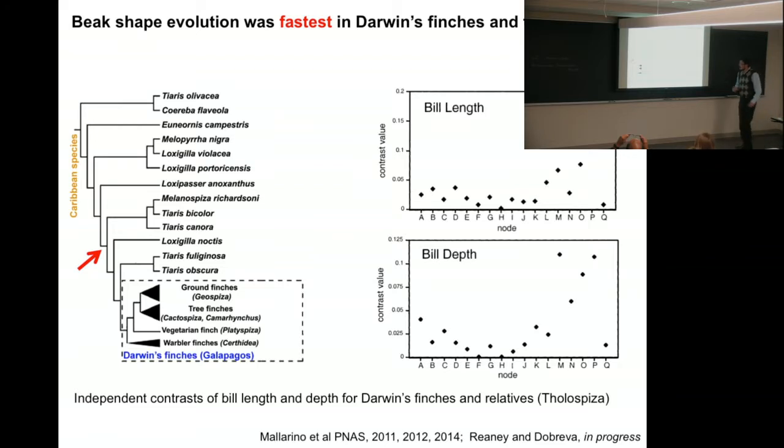If you look at the phylogeny of Darwin's finches, as I mentioned, they have relatives elsewhere. Many of the species live in the Caribbean, and in fact, beak morphology begins to change back in the Caribbean. So if you time where the changes are occurring in different parameters of the bill, they're actually occurring in Darwin's finches and their close and diverse relatives in the Caribbean.